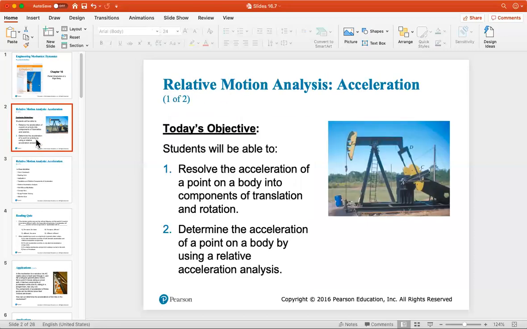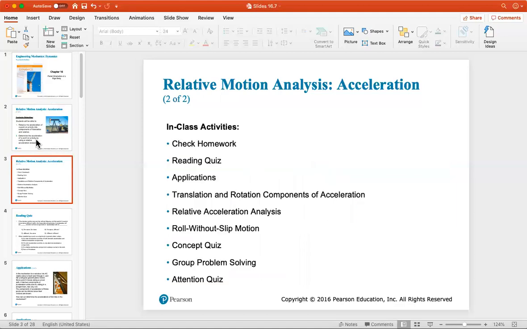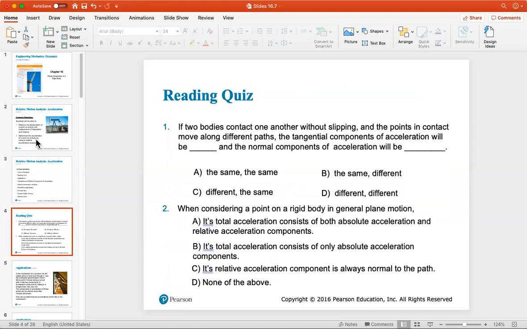Okay, so today we're going to talk about relative motion analysis. You should be able to resolve the acceleration of a point on a body into components that are translational and rotational, and then determine the actual acceleration of any point on a body using what's called the relative acceleration analysis. We'll go through it all. It mimics what we did for relative velocities, but it's just more complicated. You have the usual outline. Hopefully you've done the reading, 16.7. So let's go through these.